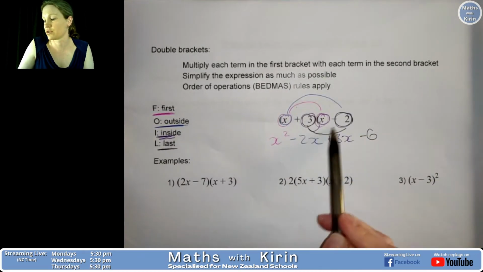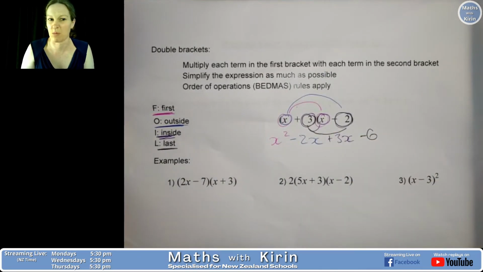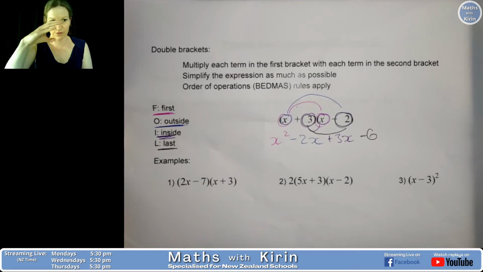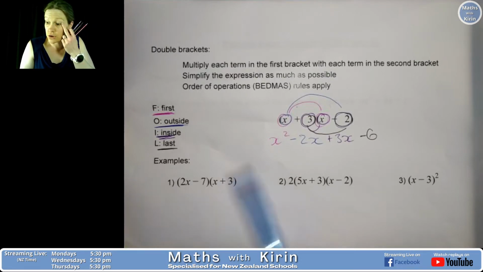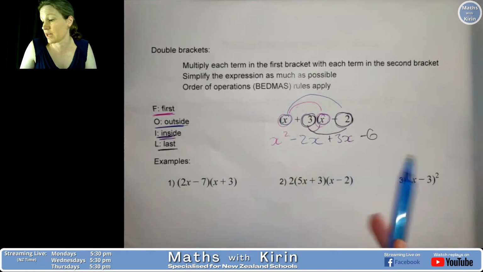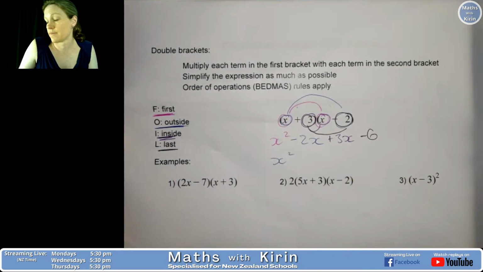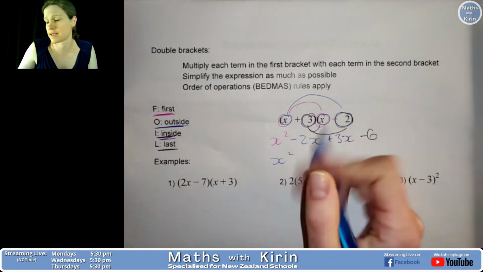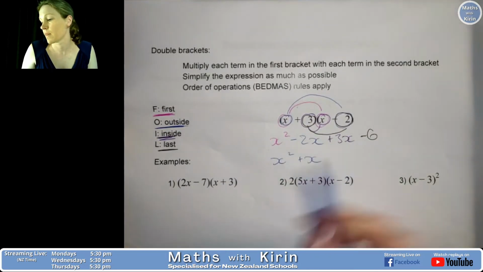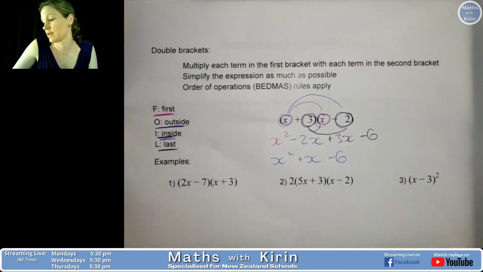Okay, so this is sort of your crab claw picture. Some people might have learnt that sort of crab claw thing. From here, again, we want to simplify, so look for like terms. X squared, we don't have any other like terms, so that stays as it is. Negative 2x, well, we can add 3x to that. That just gives us x. And then minus 6 to finish off. So x squared plus x minus 6.